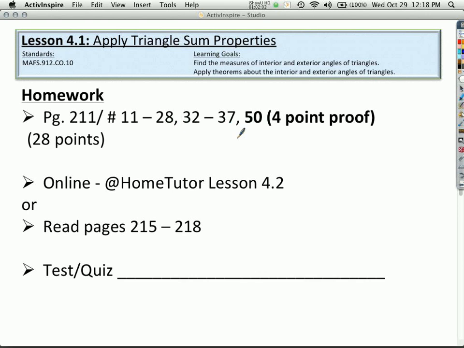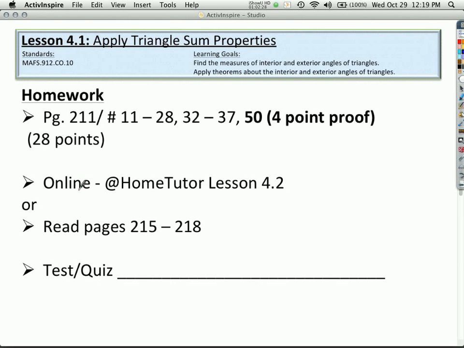But number 50 is worth 4 points, and you are going to use the rubric that I gave you, and you're going to have to grade yourself. The proof, number 50, is you have to prove the external angles theorem. To do it well takes about 5 statements. There's more than one way to do it.